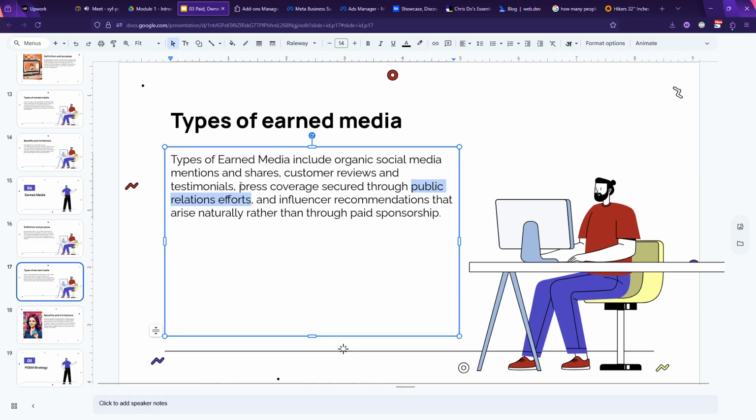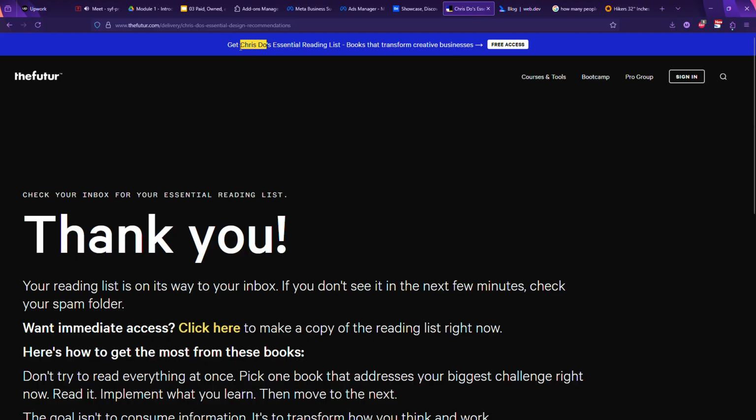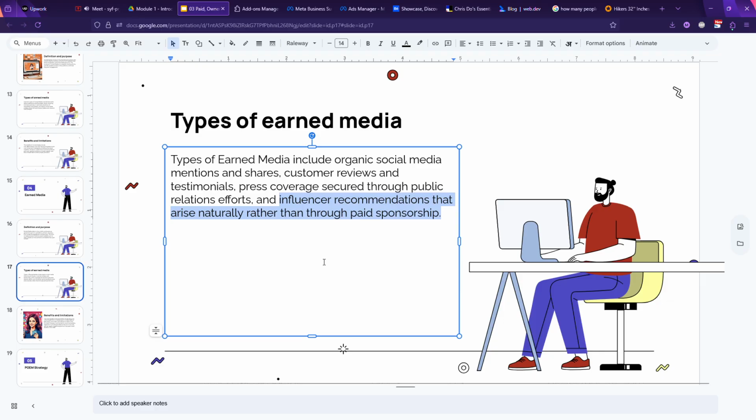and influencer recommendations. Press coverage is like the food reviewers going to restaurants. They are invited by the restaurant. They go and then they put their own thinking, own observation about that restaurant, about the dishes that it's selling, how tasty it is, how good the behavior of the hotel restaurants are, things like that. And influencer recommendations that arise naturally rather than through paid sponsorship. Like me, I'm talking about Chris Do without any sponsorship from him. So this is sort of an earned media.